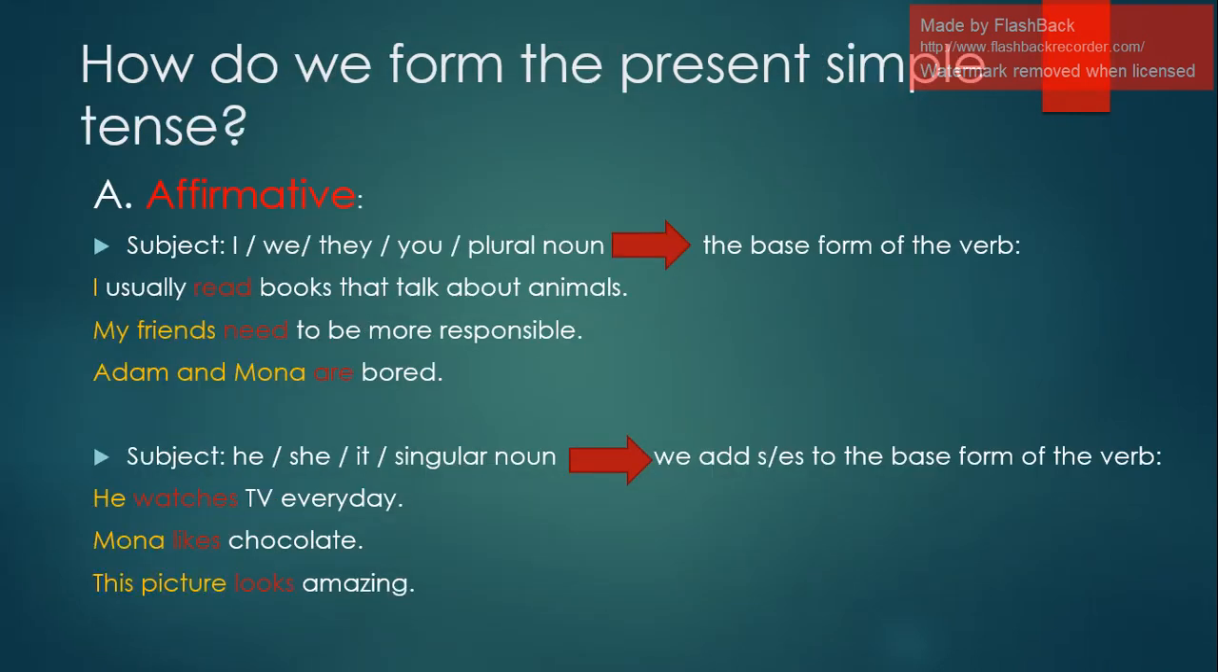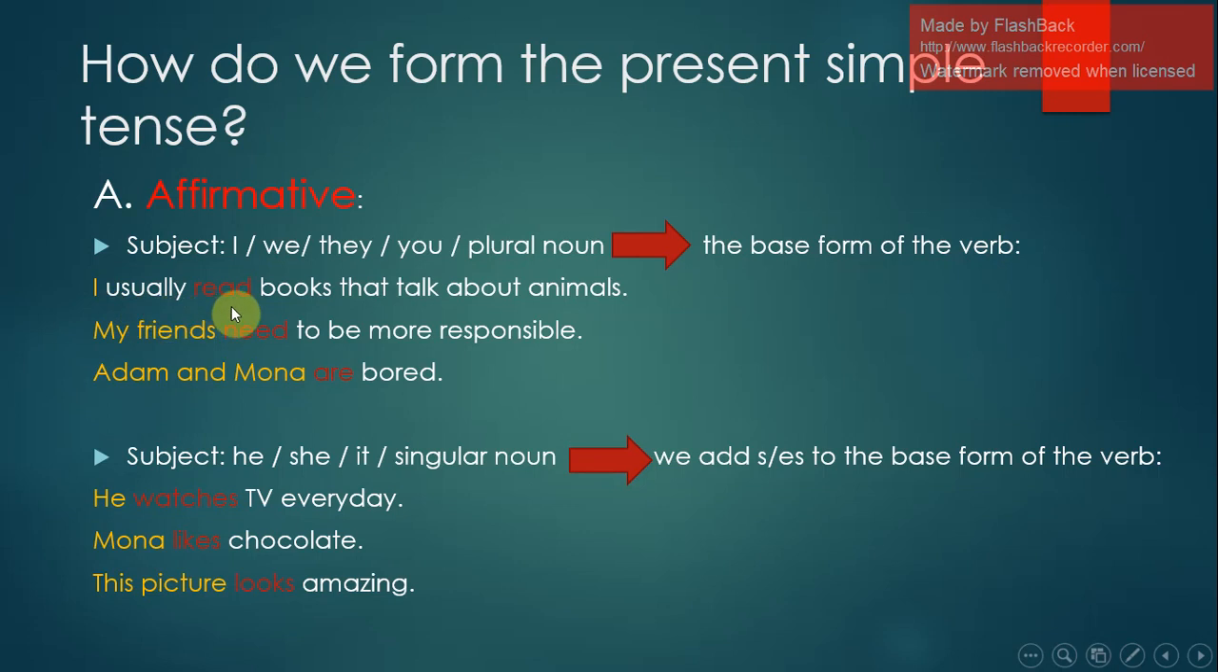Now that we have a clear definition of the present simple tense, now we will learn how to use it, how to form the present simple tense. We have two cases, when the sentence is affirmative and when it is negative. We'll start with the first one. When the sentence is affirmative, this means it doesn't contain a not. If the subject is I, we, they, you, or any plural noun, we use the base form of the verb.